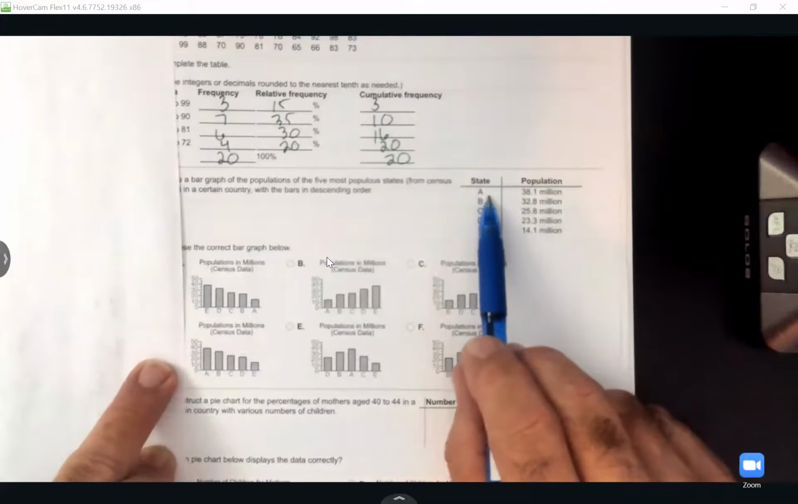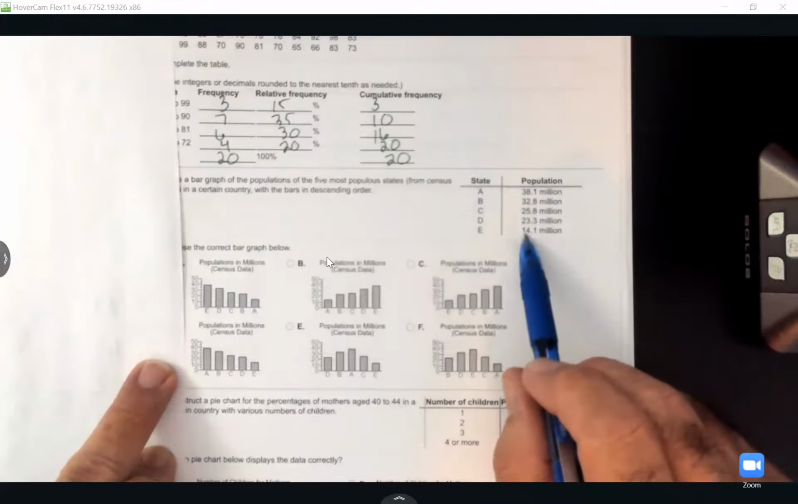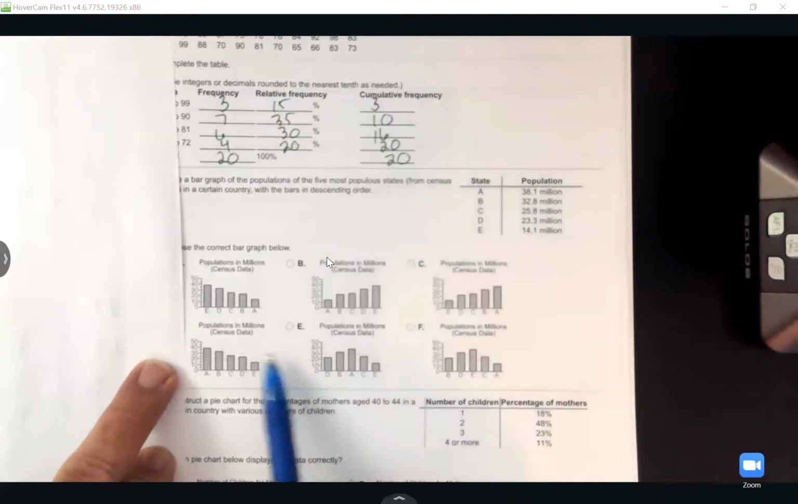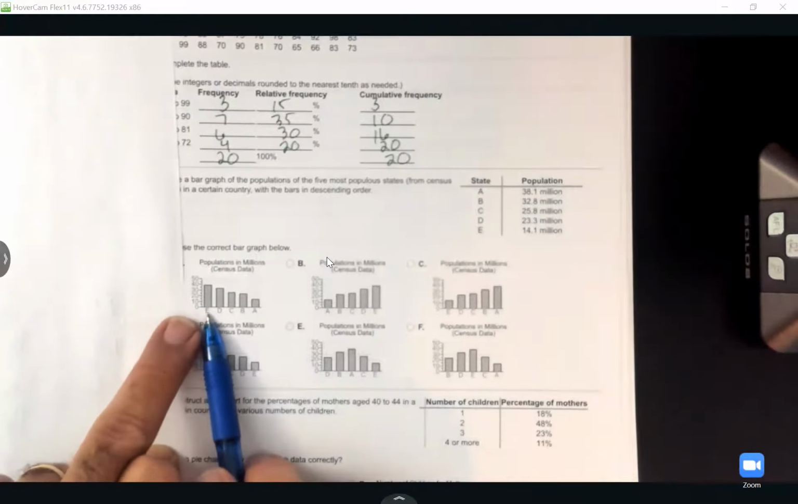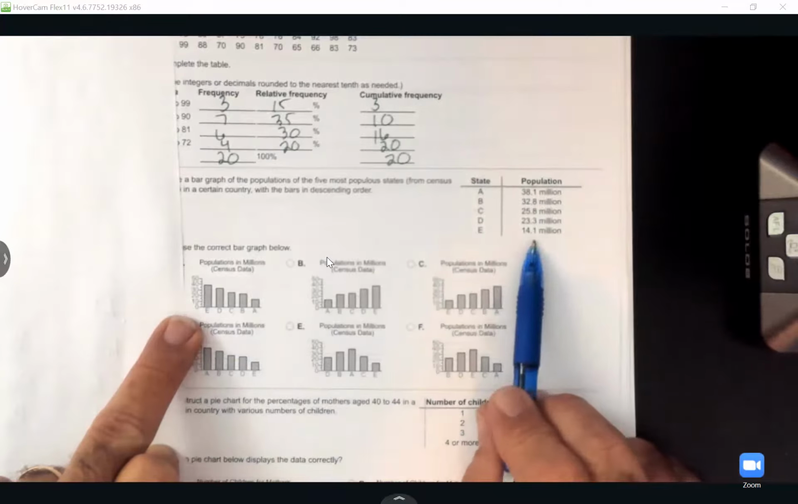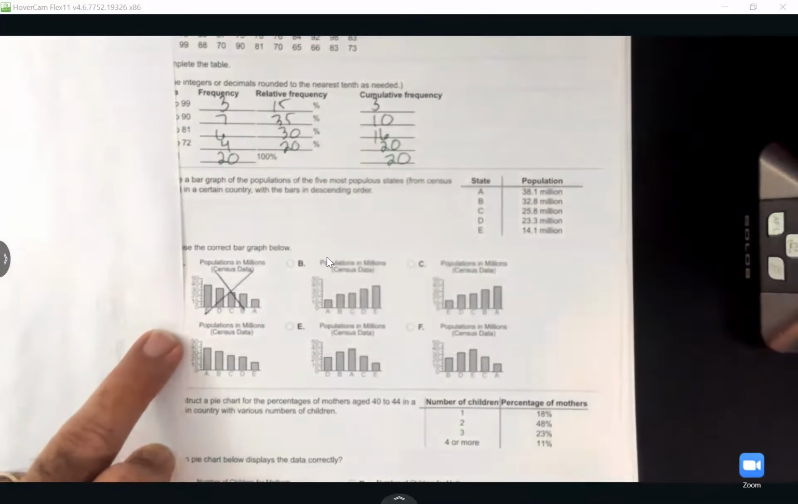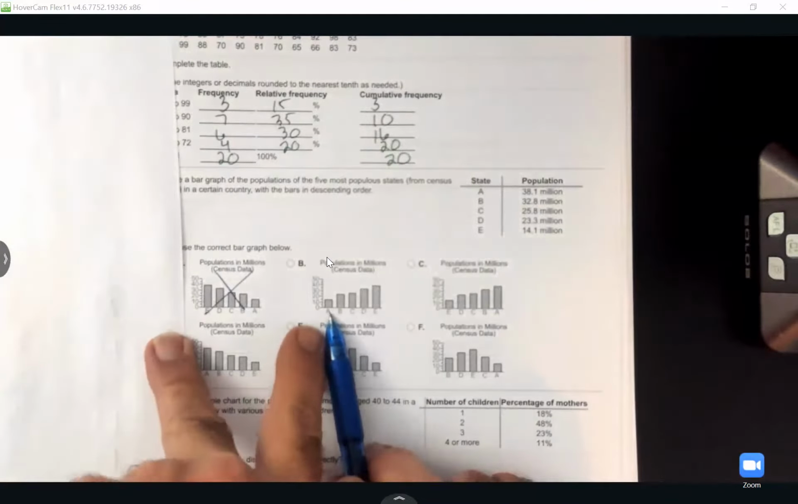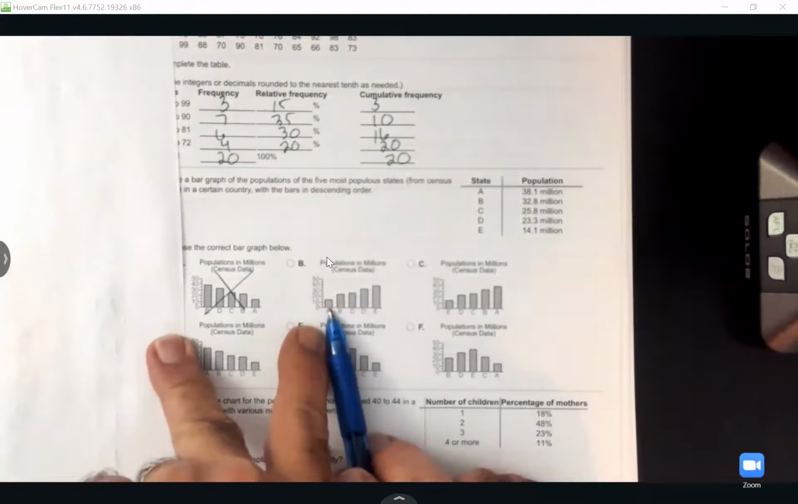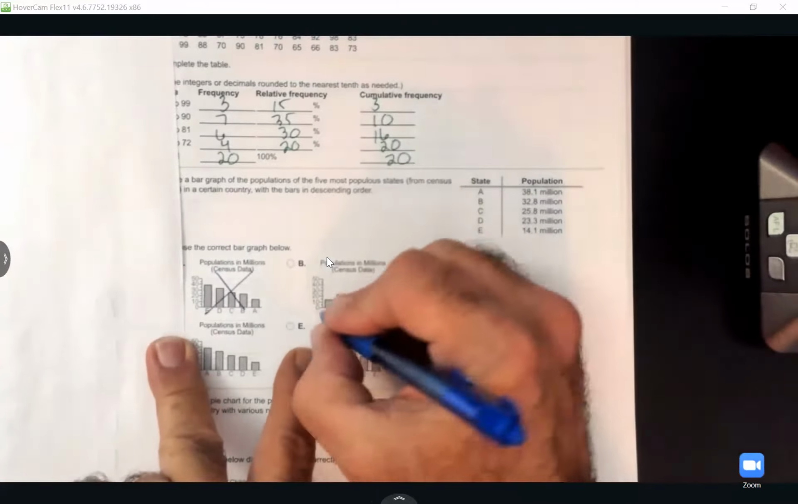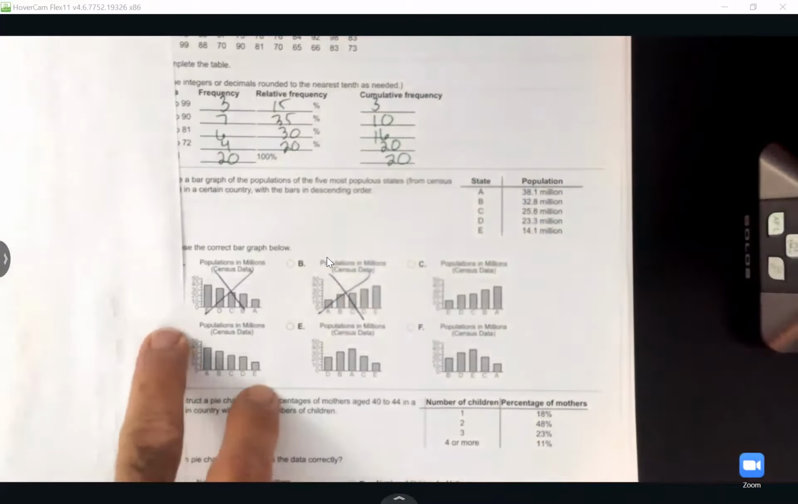So notice my largest state is A, and they look like they're descending or going down as I go through the states. So this one has E first and saying it's the largest, but E is actually the smallest one. So we know it's not going to be that one. Over here, they got them in the right order, but A, they're showing to be the smallest one when A is the largest one. So we know it can't be that one.